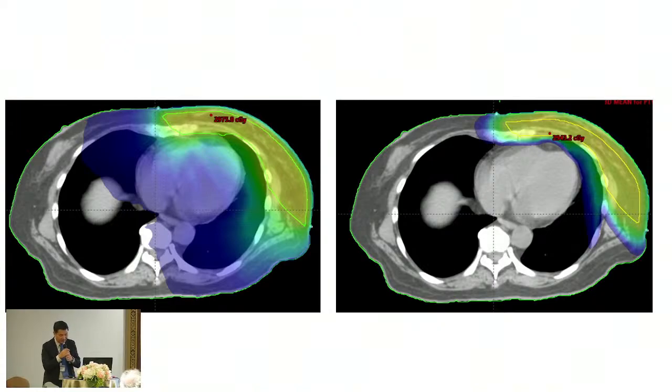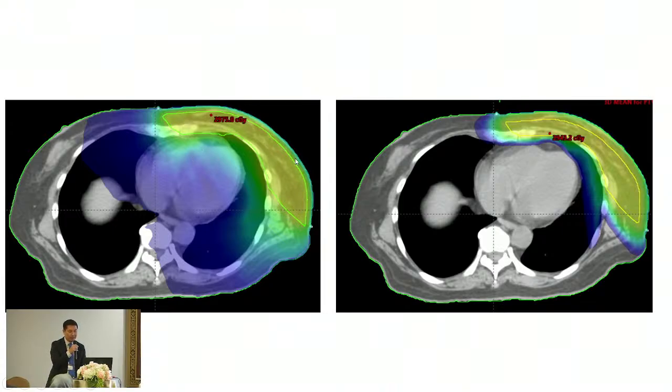And these are some cases where we use proton for the treatment. This patient is a breast cancer patient. For the conventional treatment, especially intensity modulated radiation therapy, we use the photon radiation. We focus on this area.